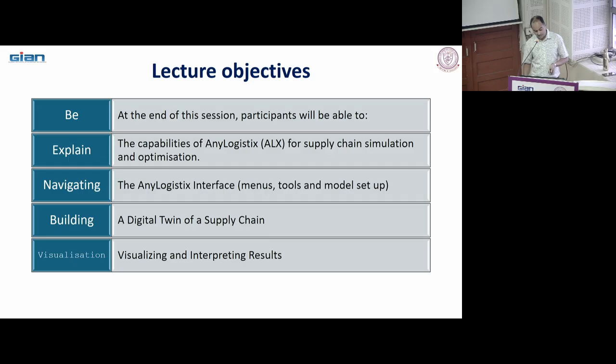Then navigating the anyLogistix interface. So we are going to do the modeling from scratch. What is the interface? What are the options available in that tool? How do we set up the model, and then how do we analyze and solve that model? Then building a digital twin of a supply chain. We are also going to talk about how we can develop the digital twin in that software. And then the last one is visualizing and interpreting results, because developing the KPI dashboard is one of the important things in your supply chain modeling and analysis.